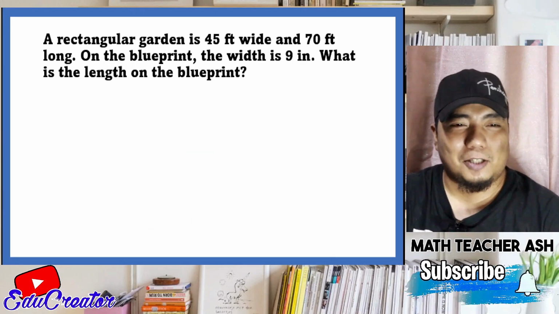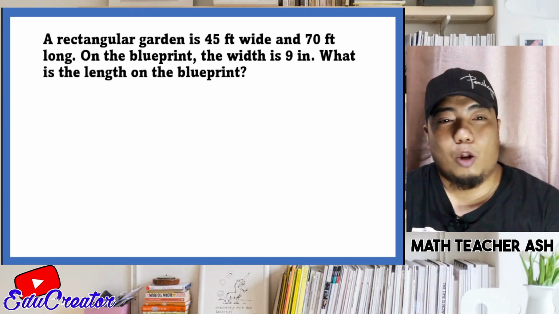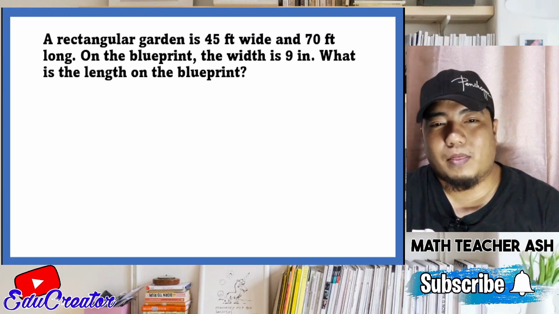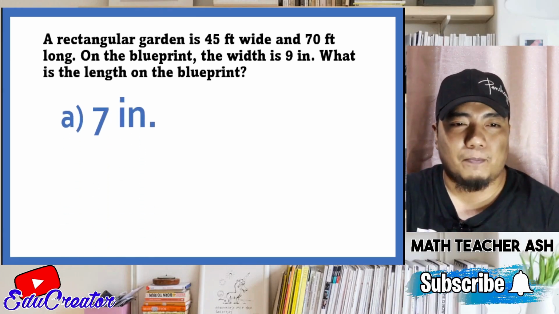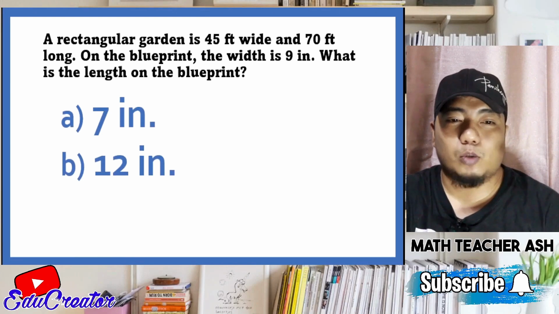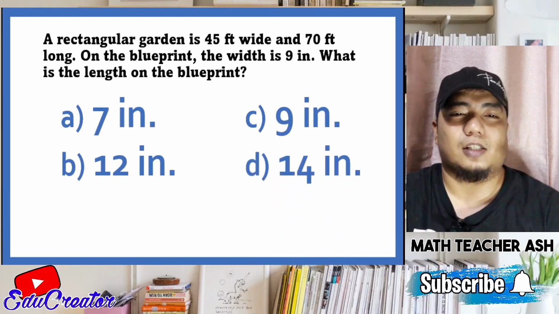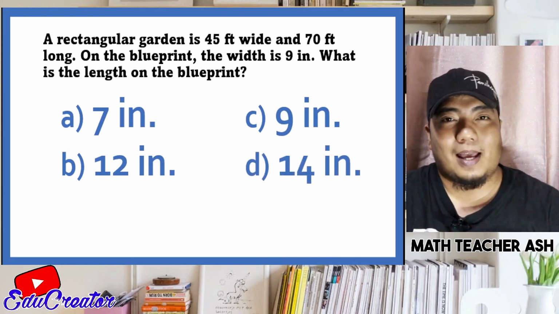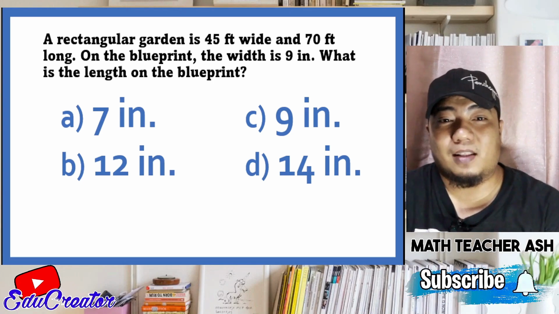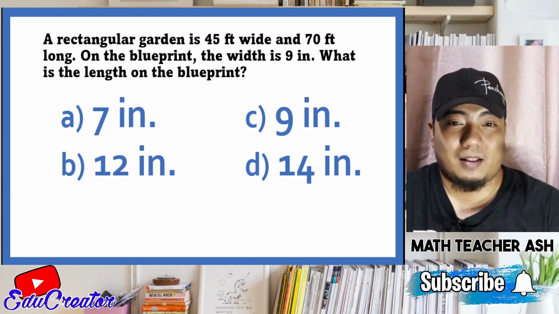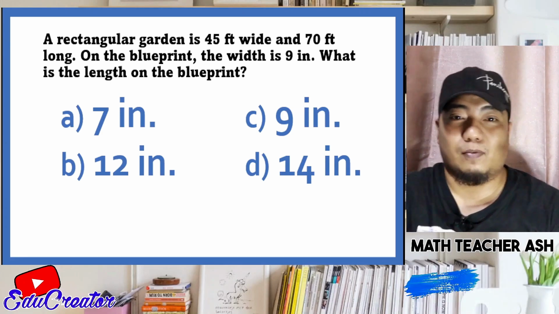Next, we will continue. A rectangular garden is 45 feet wide and 70 feet long. On the blueprint, the width is 9 inches. What is the length on the blueprint? Is it A, 7 inches, B, 12 inches, C, 9 inches, or letter D, 14 inches? So, my dear math learners, the actual and the blueprint are being compared here. In the actual, we have 45 is to 70, 45 for width, 70 for length. In the blueprint, it says 9 inches for the width.